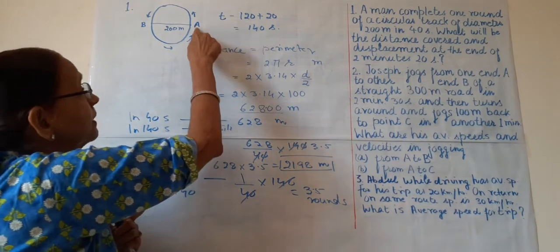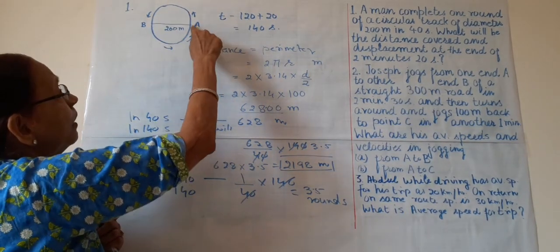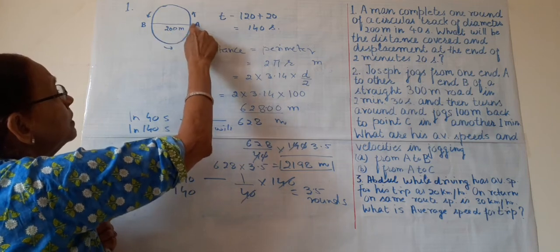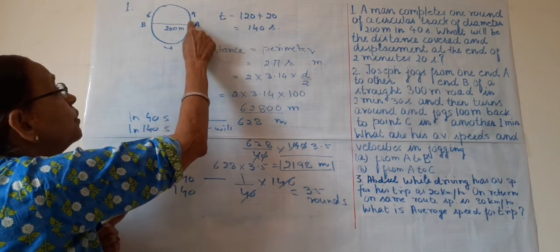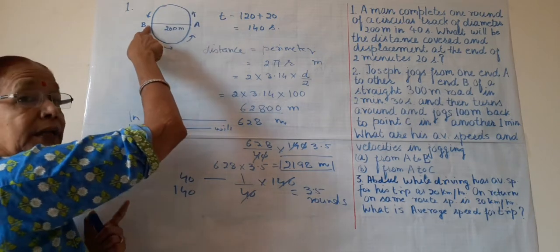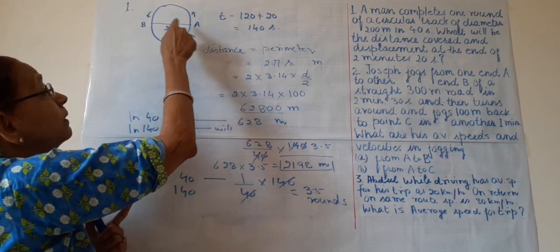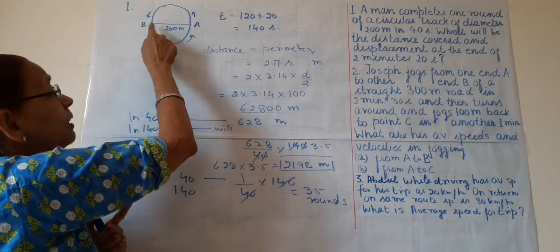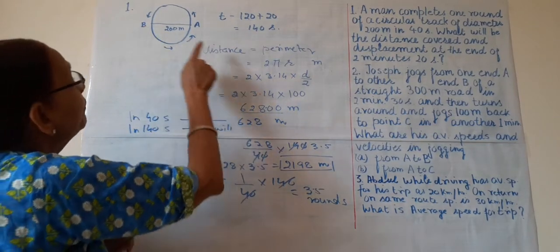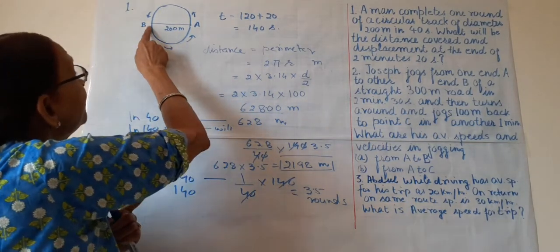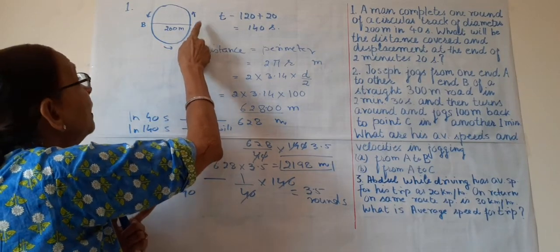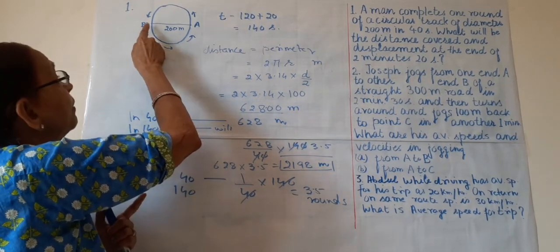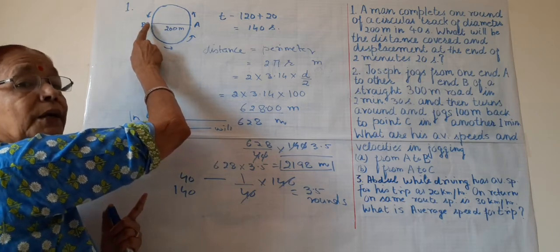So suppose he has started from here: 1 round, 2 rounds, 3 rounds and half round more. So in the half round he will finish at B. This is the half circle. So after 140 seconds he will finish at B. He will start from A and after 3.5 rounds he will finish at B.